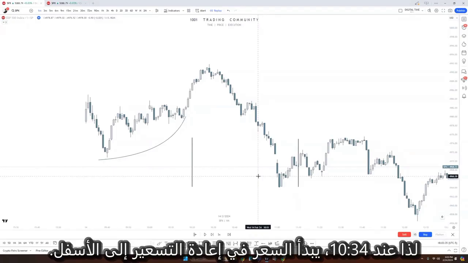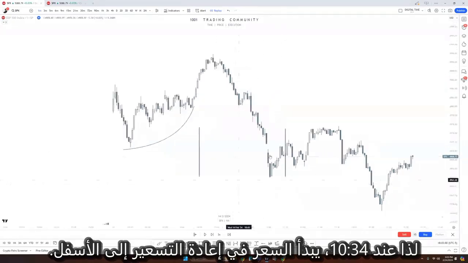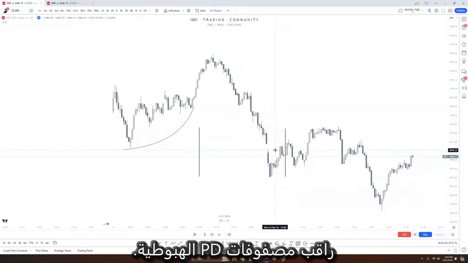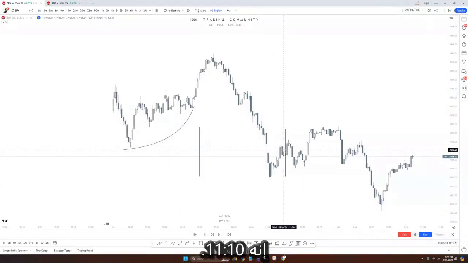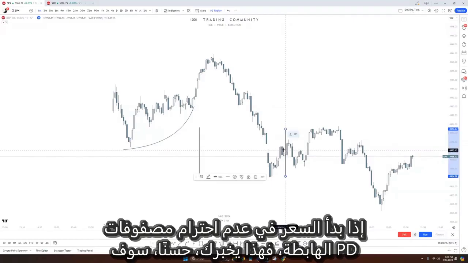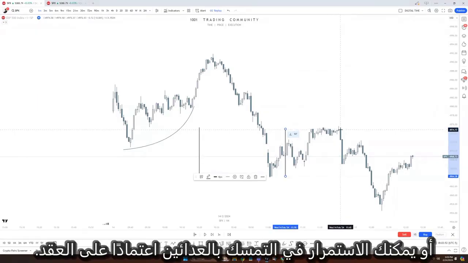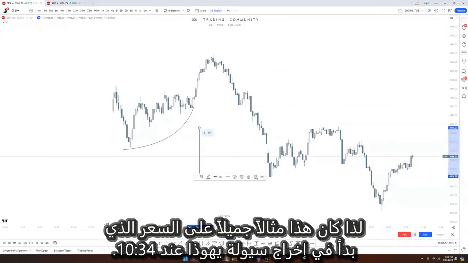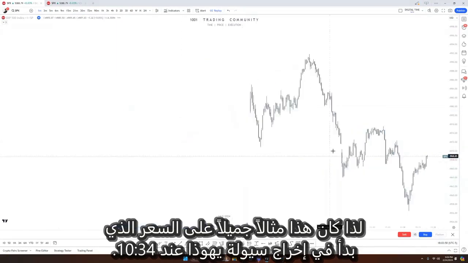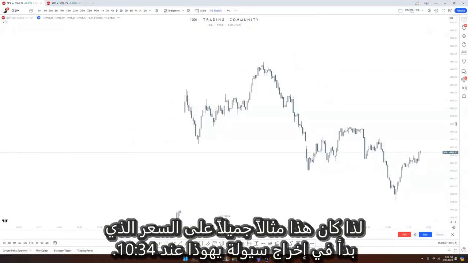Okay. So 10:34, price starts to reprice down. Manage your trade. Observe bearish PD arrays. It's 11:10. If price starts to disrespect bearish PD arrays, that tells you, okay, it's going to push back up slightly, or you can still hold on to runners depending on the contract. Okay. So that was a beautiful example of price beginning to take out Judas liquidity at 10:34.